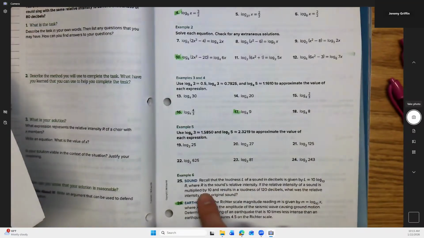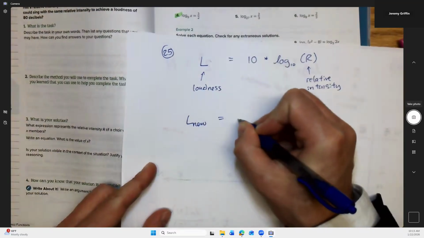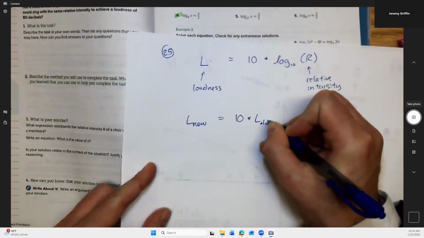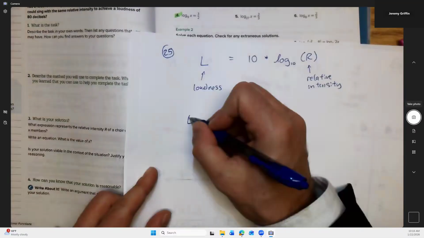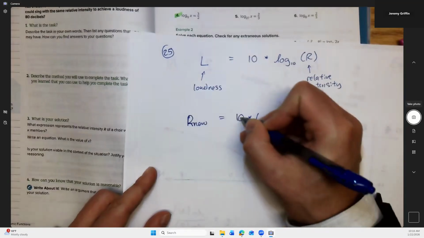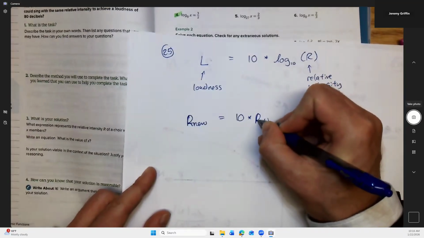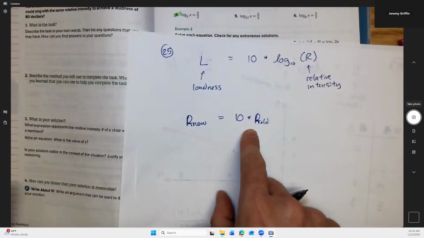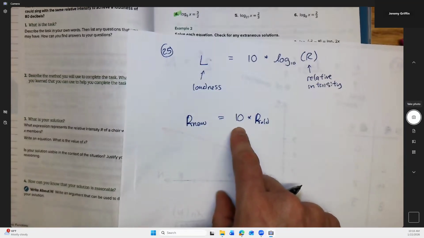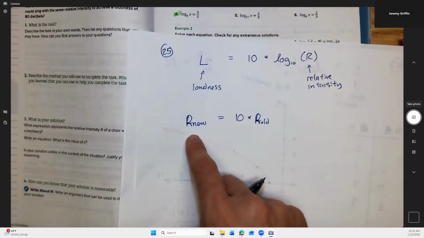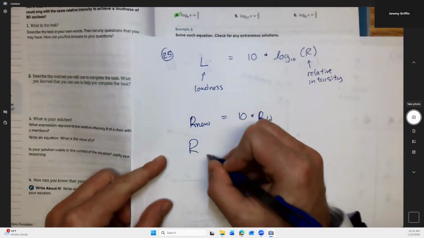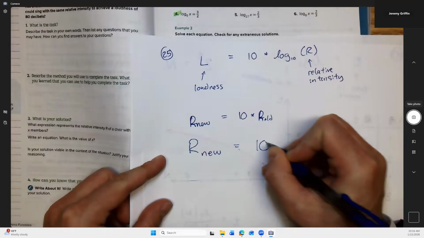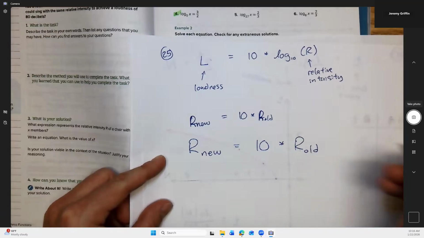If the relative intensity of sound is multiplied by 10, so I'll say L new equals 10 times L old. Sorry, R, whoops, guys, what's that? The relative intensity. Sorry, switch that R. That's like saying, suppose there was one person talking, and then you have 10 people talking. Guys, if you have 10 people talking, it's definitely going to sound louder, right? Yeah, here, I'll rewrite this. So it's R new equals 10 times R old. So that's what it's supposed to say.